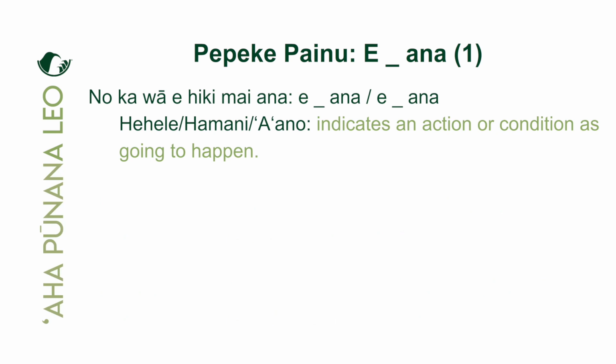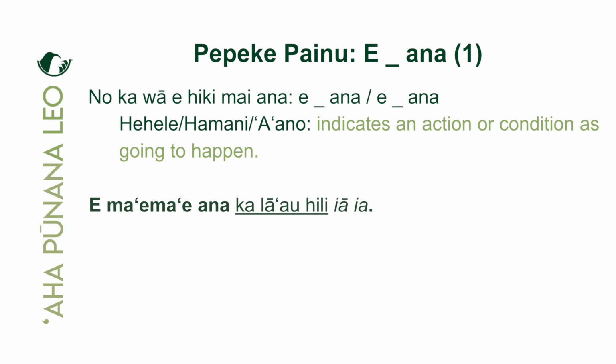So again, it indicates an action or a condition as going to happen. And our example is e ma'e ma'e ana ka la'auhili yaya. All right, so ma'e ma'e, we've had that before. It means to be in the state or condition of cleanliness or clean, yeah?